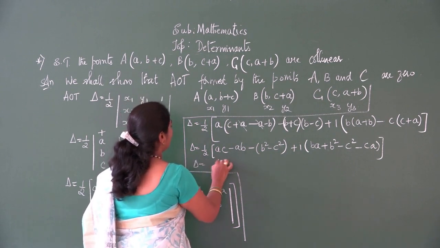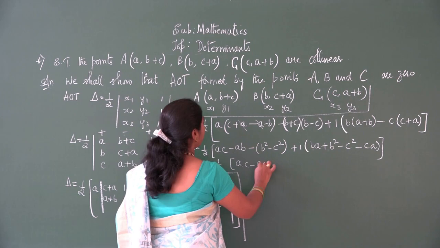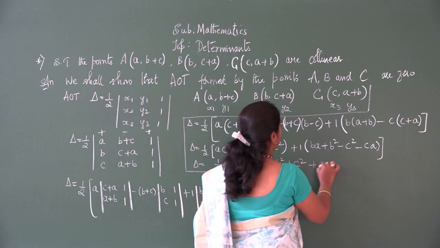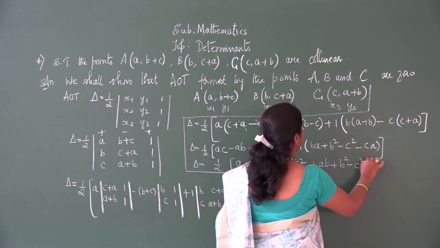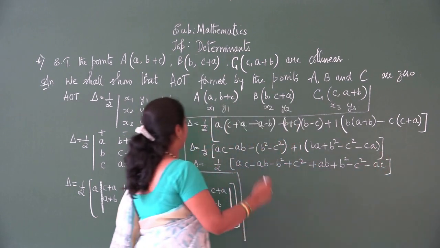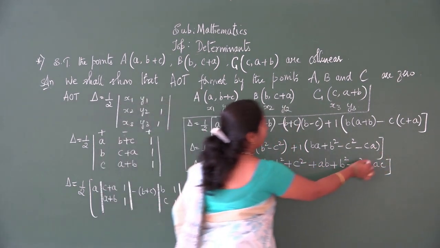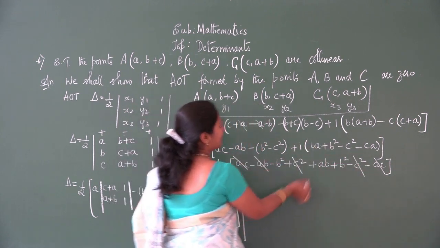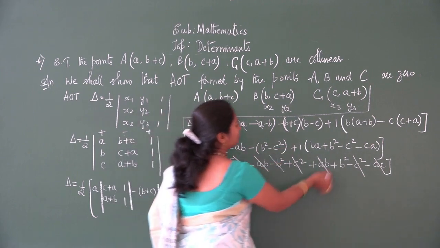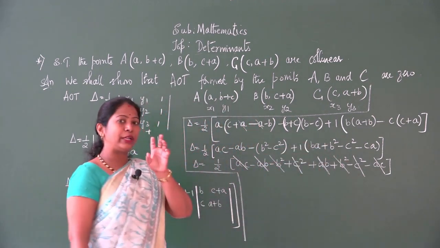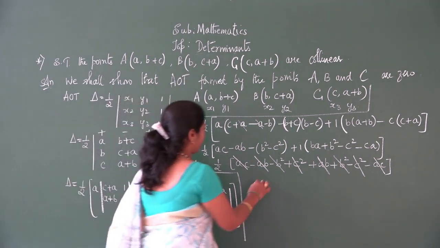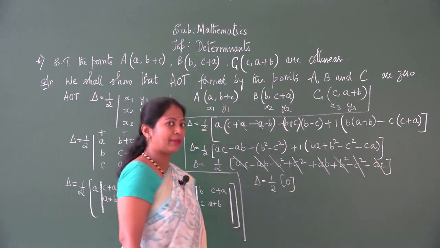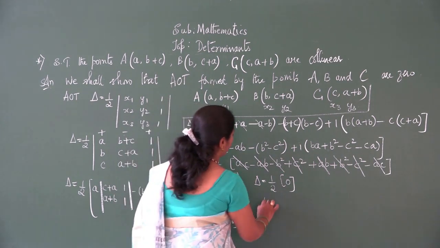So, delta is equal to half into AC minus AB minus into plus minus B square plus C square plus AB plus B square minus C square minus CA or AC. So, plus AC minus AC gets cancelled, plus C square minus C square gets cancelled, minus AB plus AB gets cancelled, minus B square plus B square get cancelled. So, what is the value of the inner term? It is nothing but 0. So, delta is equal to half into 0. Any term into 0 will sum up to 0, and therefore, delta is equal to 0.